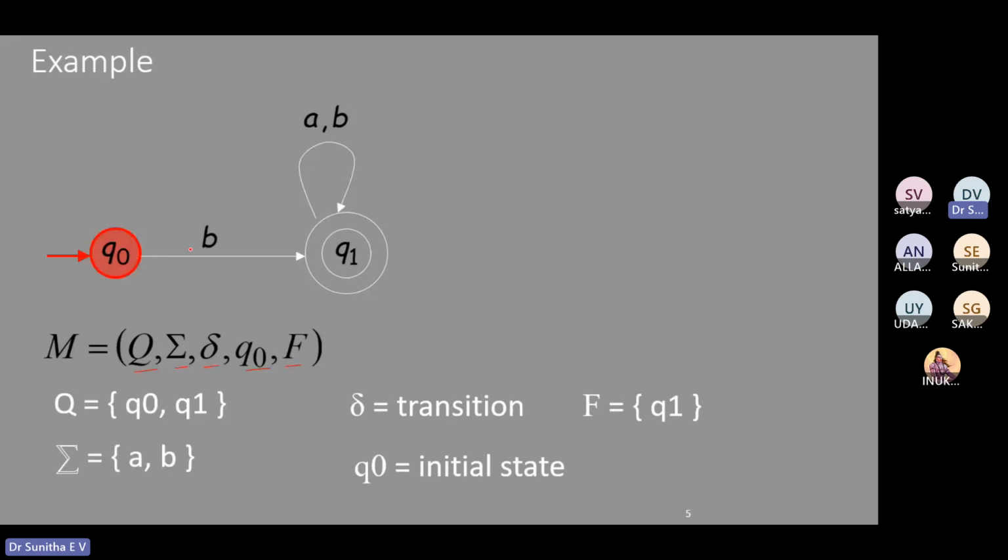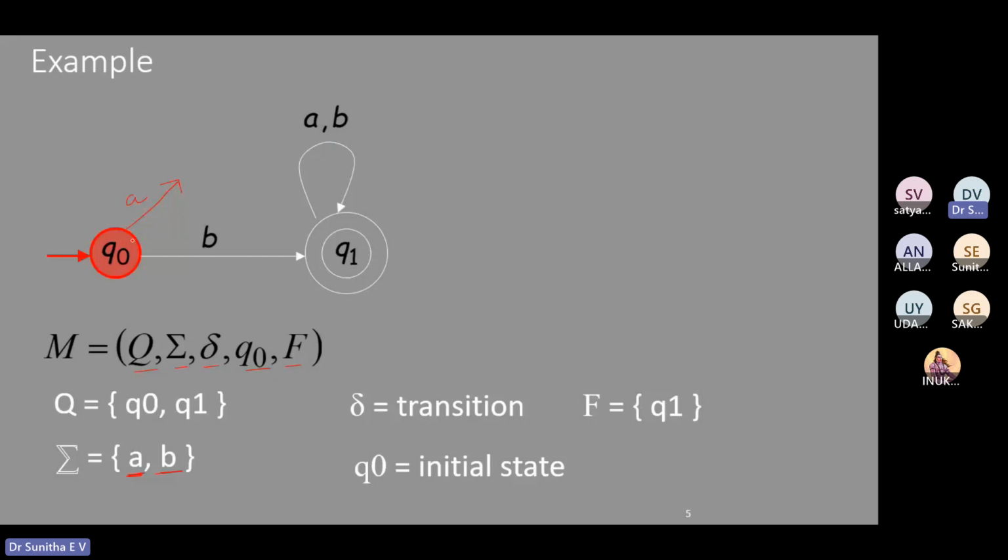Okay. So here you can see that in DFA, we should have transitions for all symbols. If we have A and B in our alphabet, from every state there should be transitions for both A and B. But in this example, you can see that there is no transition for A from Q0. From Q1, we have transitions for both A and B. Okay, no problem. But for Q0, there is no transition for A.